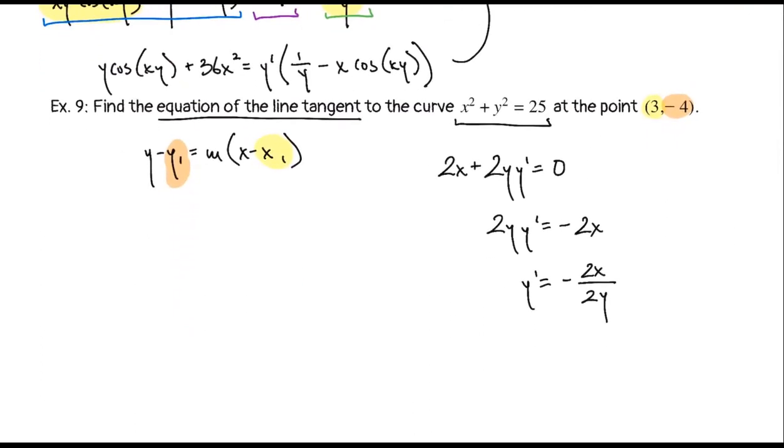Should I simplify? Should I not? I think this is a pretty good case for it; it will take like 1 second to simplify. All right, we get y prime equals -x over y. But how do I find the m for this particular equation? Because it's not going to be -x over y.